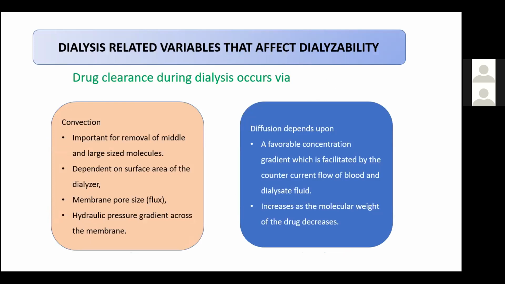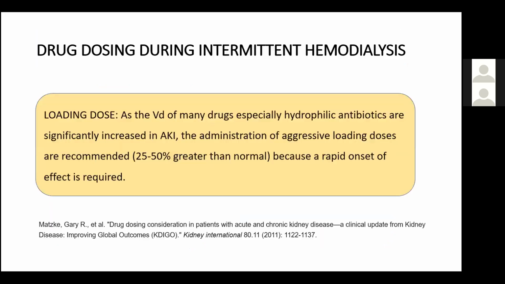Now, drug clearance during dialysis can occur both via convection and diffusion. Convection is important for removal of the middle and the larger size molecules. It is dependent on the surface area of the dialyzer, the membrane pore size, which means whether we are using a high flux or a low flux dialyzer, and the hydraulic pressure gradient across the membrane. Diffusion, on the other hand, depends upon a favorable concentration gradient, which is facilitated by the countercurrent flow of blood and the dialysate fluid, and increases as the molecular weight of the drug decreases. Now, after we have understood these principles, how do we go about drug dosing during intermittent hemodialysis?